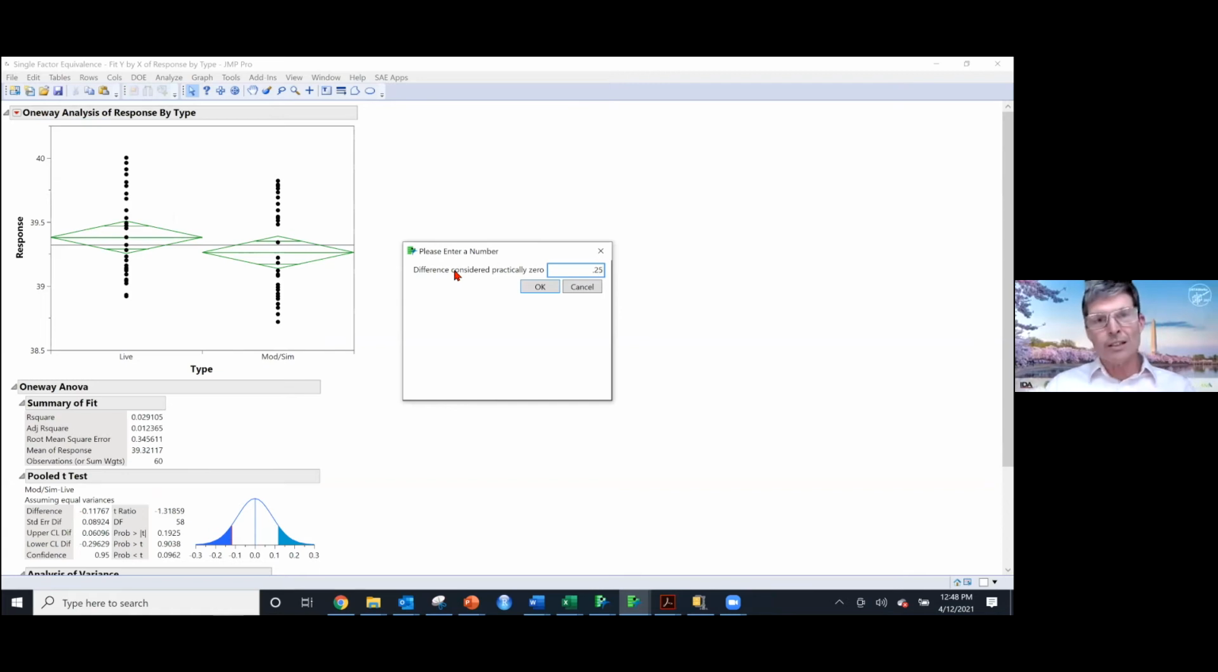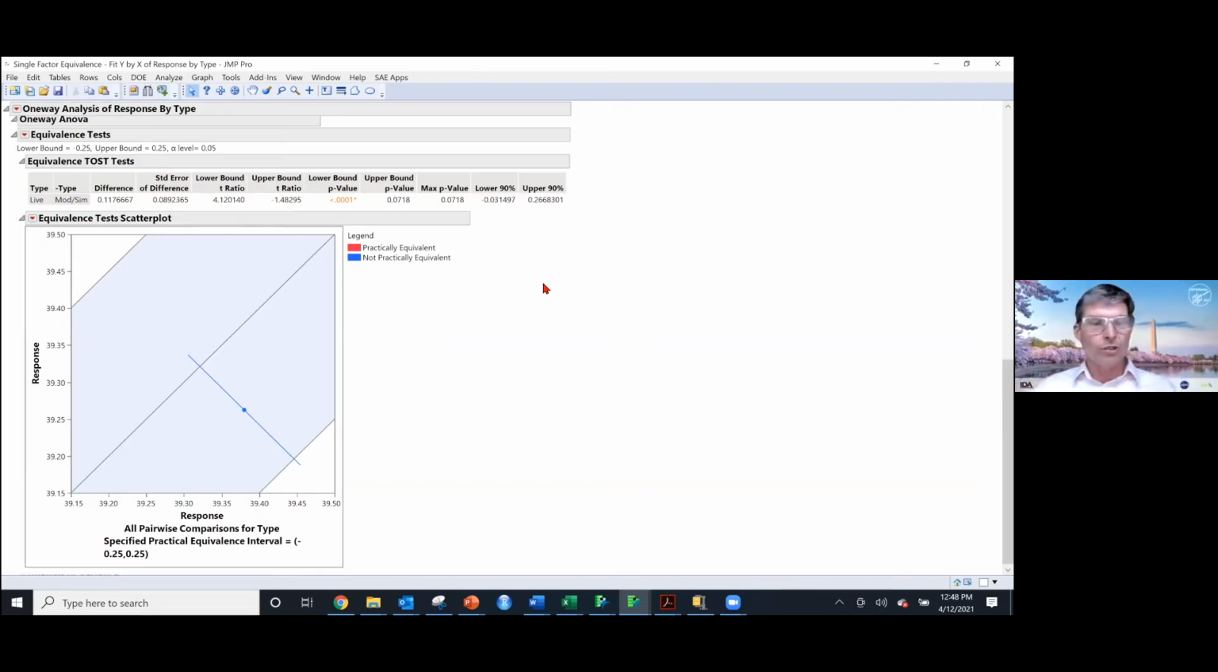Or practically, and this is where you take your hat of statistics off and put on your operator hat and say, what is meaningful to me? And I'm going to say there's a quarter second. We'll say that this is in time. So then I get this output, and the question is, are these equivalent or not if the difference I care about is a quarter second? And we can see in this particular case, because it's blue, I cannot declare equivalency.